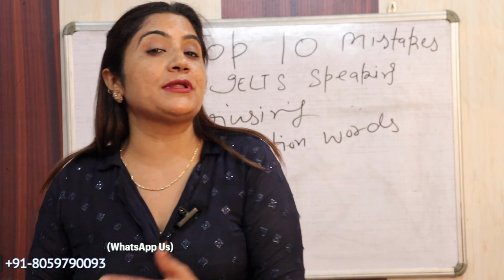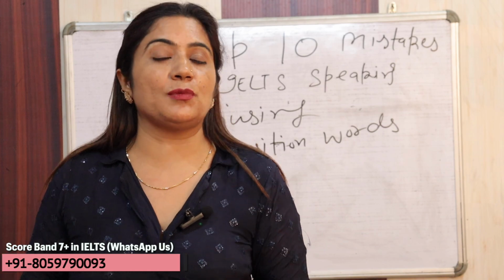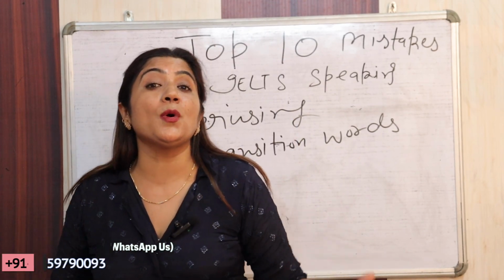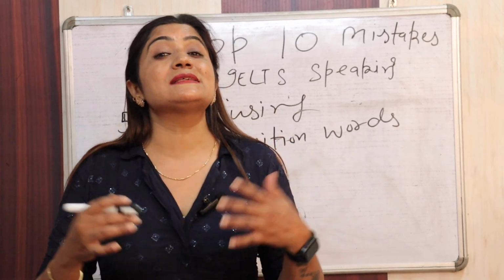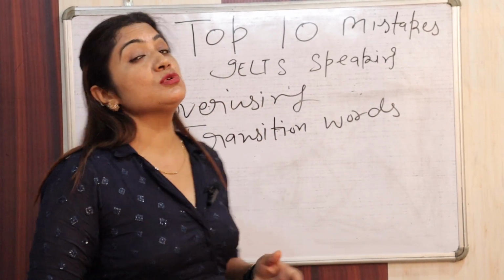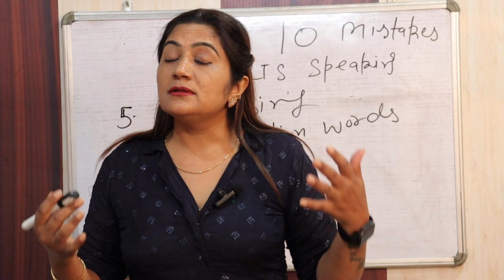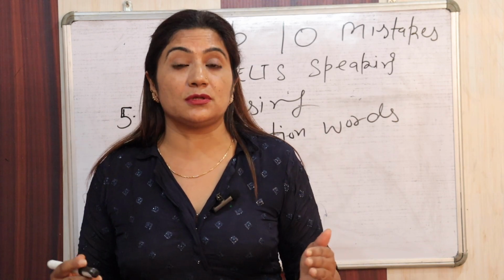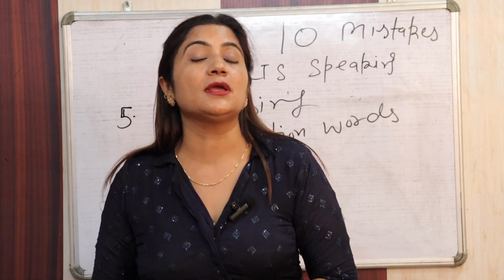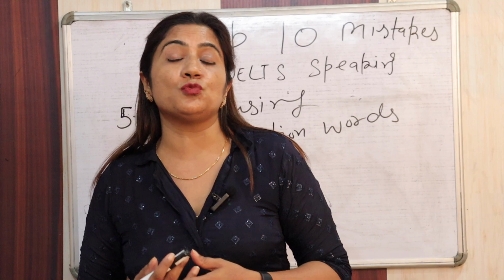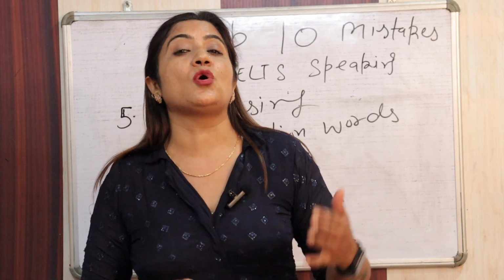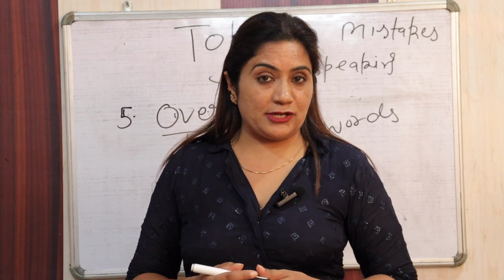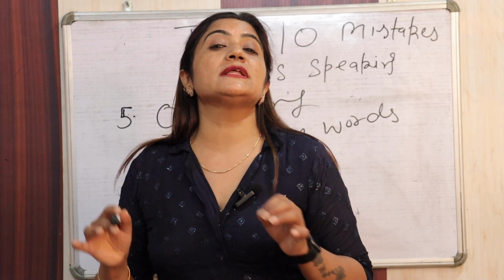For example, for instance, first and foremost, to begin with, on the other hand. I'm saying that these are really very much helpful. However, when you are overusing these transition words, they may affect your score. Yes, it is true. This is the biggest truth of IELTS speaking. If you are repeating these transition words again and again, using them excessively, rather than gaining score, it may affect your score. So avoid using them a lot.